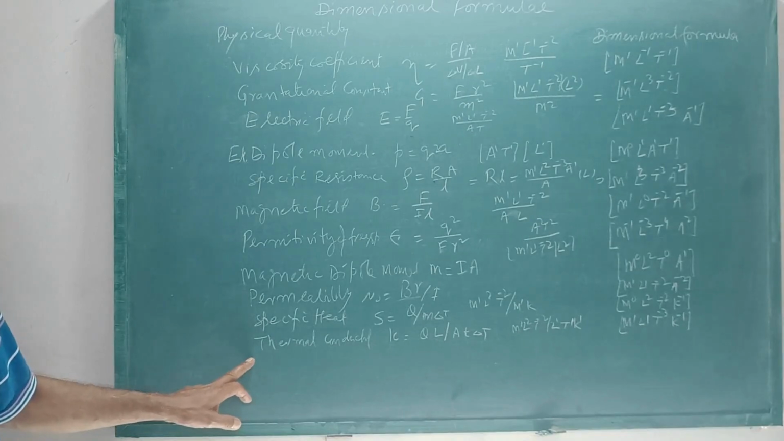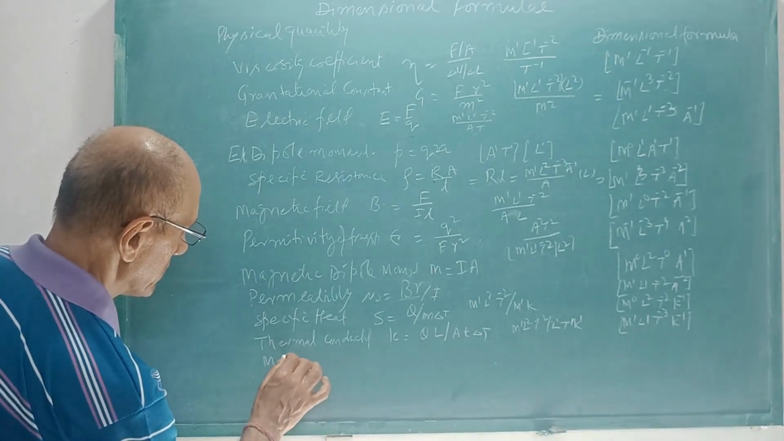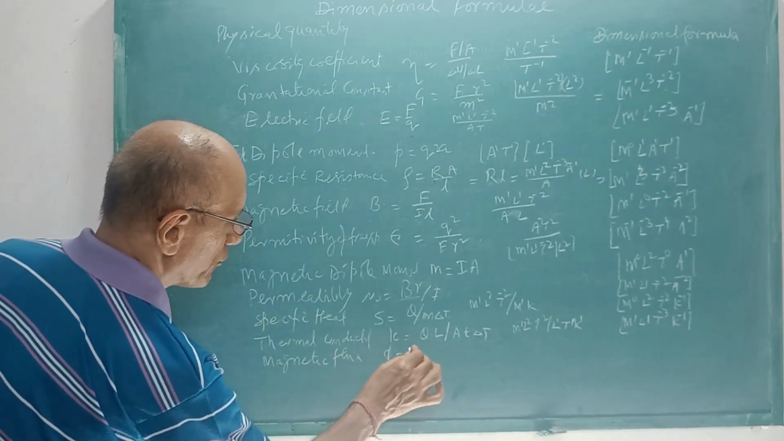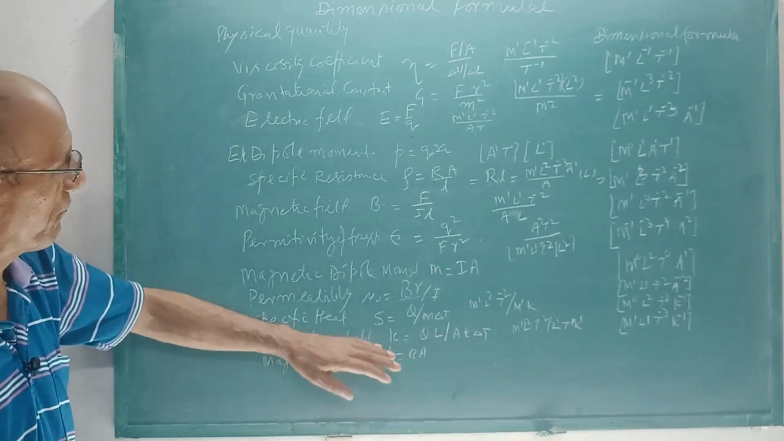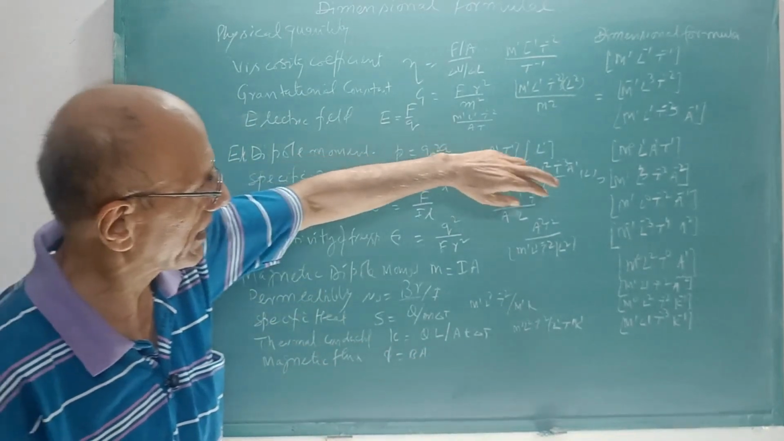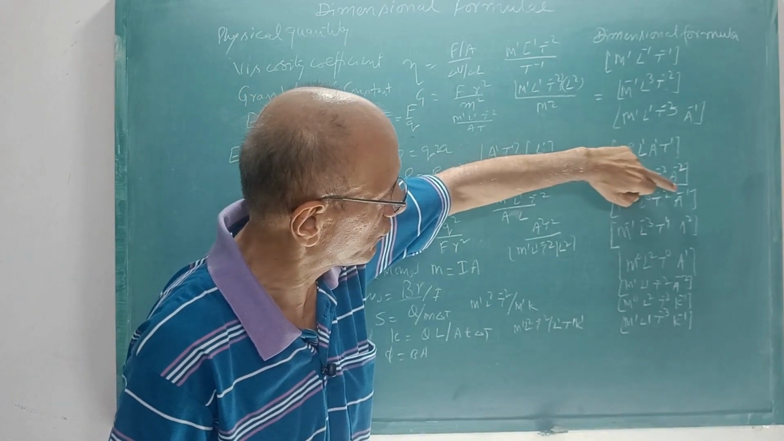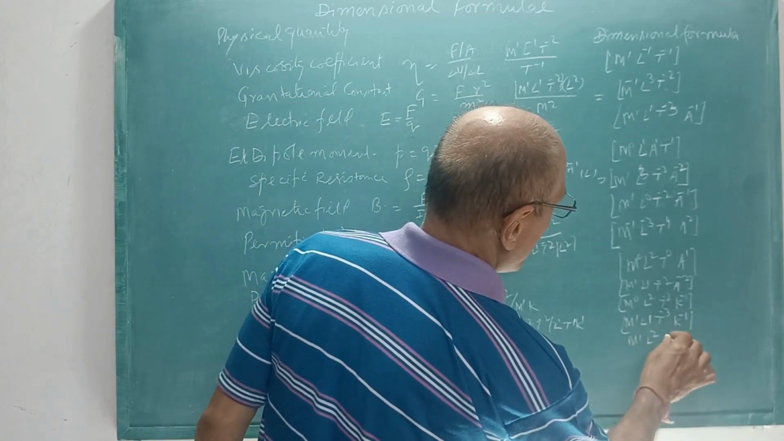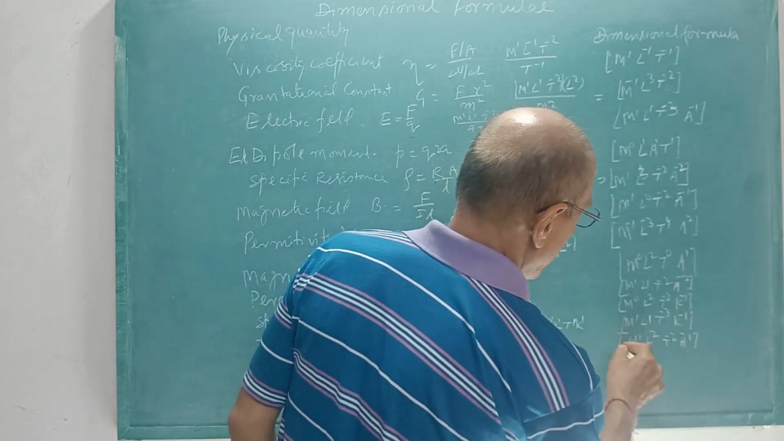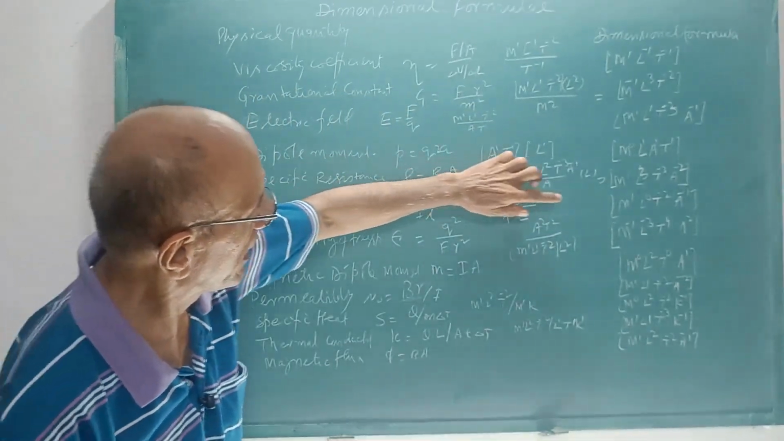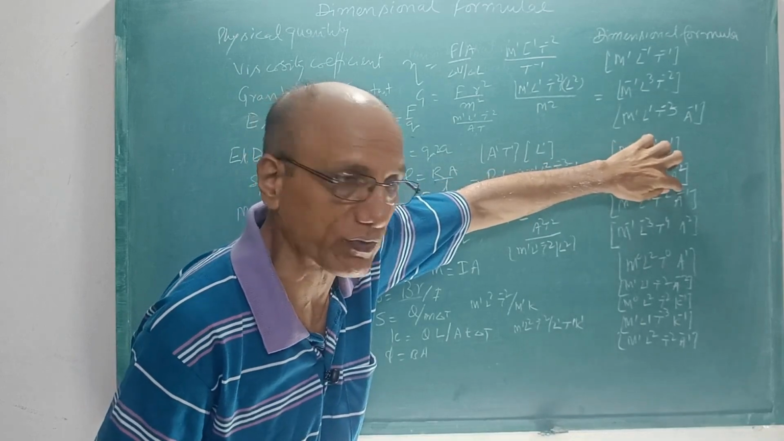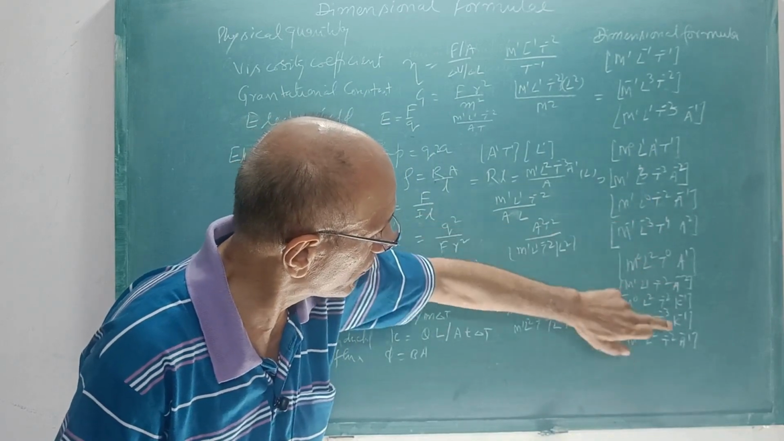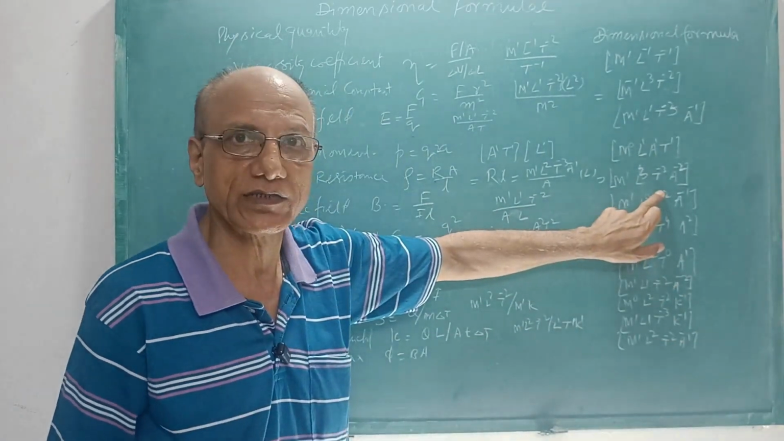Now you can have magnetic flux. Magnetic flux phi equals B into A, so magnetic field into area. The magnetic field is M1 L0 T minus 2 A minus 1, so here it will simply be M1 L2 T minus 2 A minus 1. See, this is the magnetic field M1 L0 T minus 2 A minus 1, multiplied by area, so it will become L2. So M1 L2 T minus 2 and A minus 1.